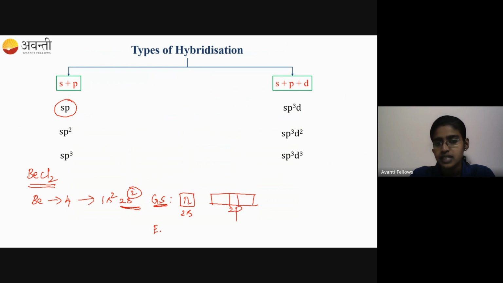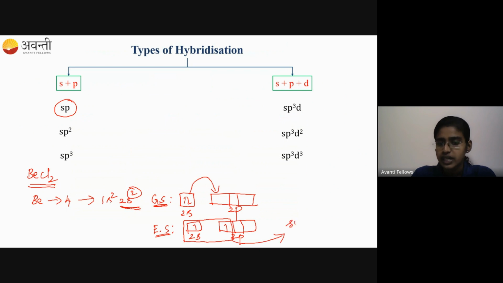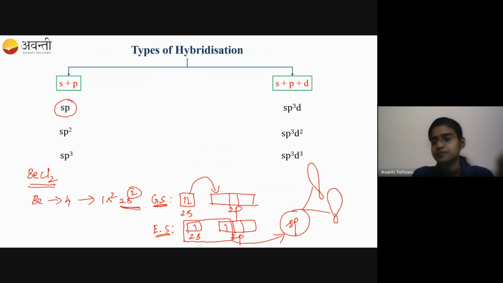Now coming to the excited state, if I give some energy, one of the paired electrons will jump to the empty orbital. So I will have 1 electron in 2s and 1 electron in 2p. Now these 2 orbitals, which have 1 electron each, will intermix with each other. If s and p mix with each other, I will get an sp hybridized orbital. Since 2 atomic orbitals are mixing, we get 2 hybridized orbitals: the first sp orbital and the second sp hybridized orbital.